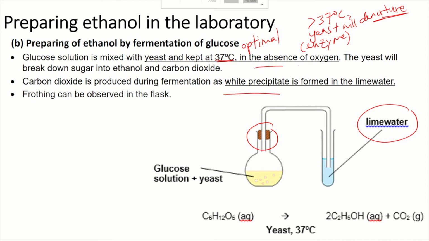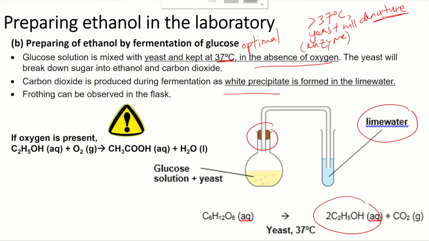So the question is, why? It's something that we have learned earlier on, so I hope that you pause and think why. During this reaction, ethanol is produced. And when there is oxygen, ethanol can be oxidized to form ethanoic acid, which is something that we don't want. We want to have the alcohol, we don't want the acid, because the sour taste will spoil the taste of the wine or the beer. So that is why this is done in the absence of oxygen.